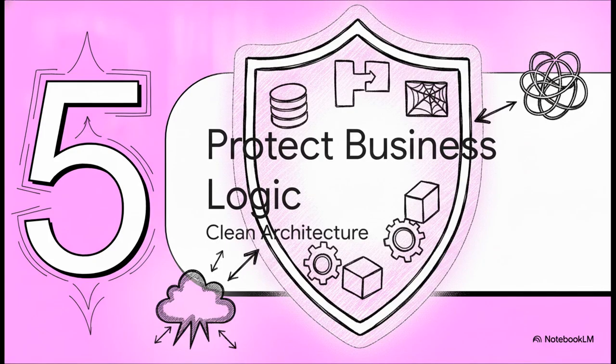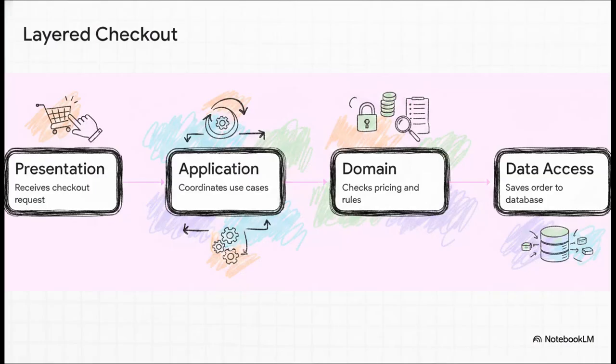All right, part 5, protecting your business logic. Let's look at how we keep our core rules from getting polluted. Layered architecture is a total classic for a reason.